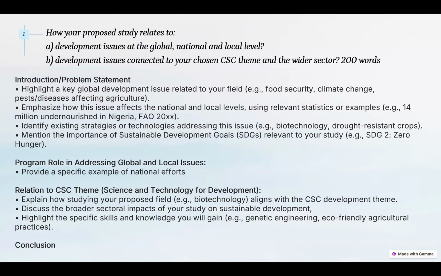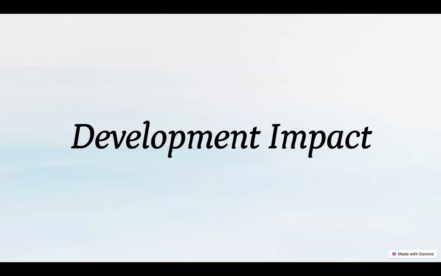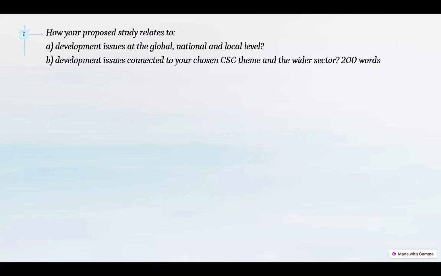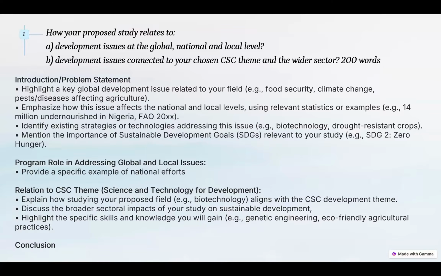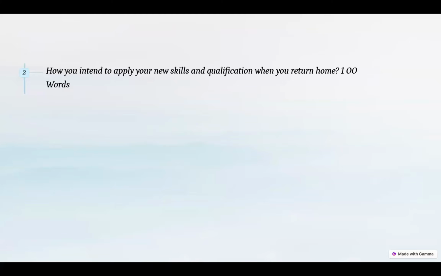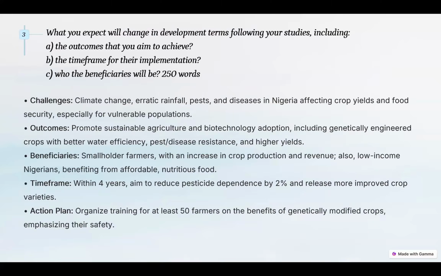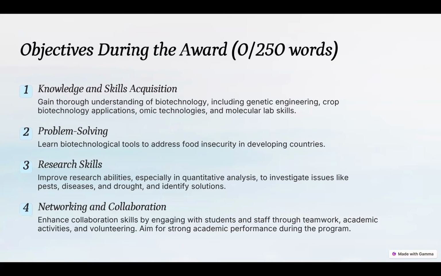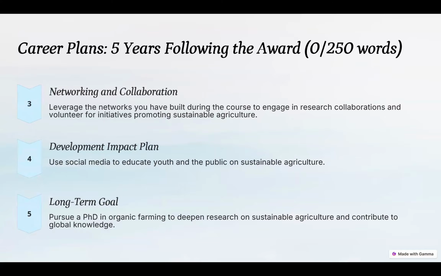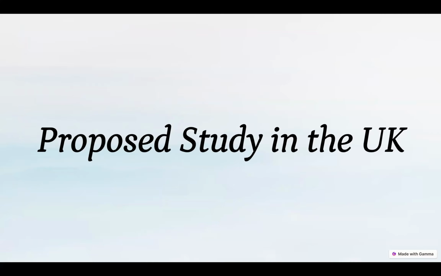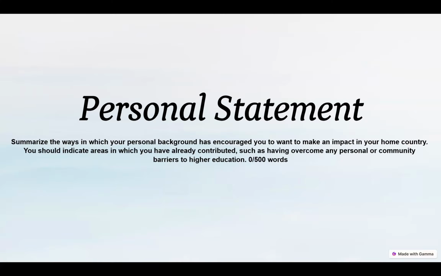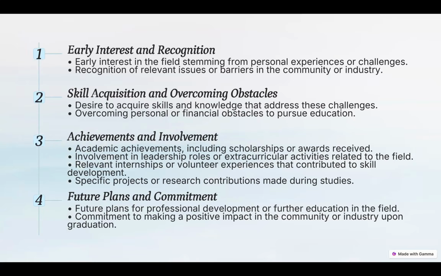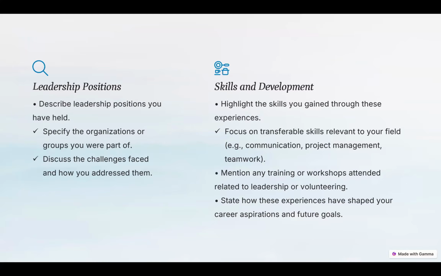So like I said, for the Commonwealth essays, you have the development impact, and don't forget that you also want to relate whatever Commonwealth or the UK is doing in your home country. You want to include it in all of these development impact. So you also have to research on the Commonwealth website to find out that, and you have the career plans, which is your objective, your career in 5 years, your long-term career, your proposed study in the UK, which includes your study outline, the detailed plan of study. Then you have the personal statements, and then you have the voluntary and the leadership essay.